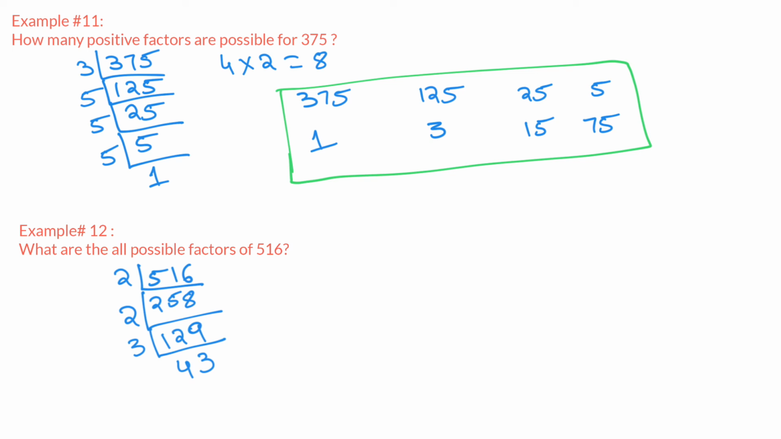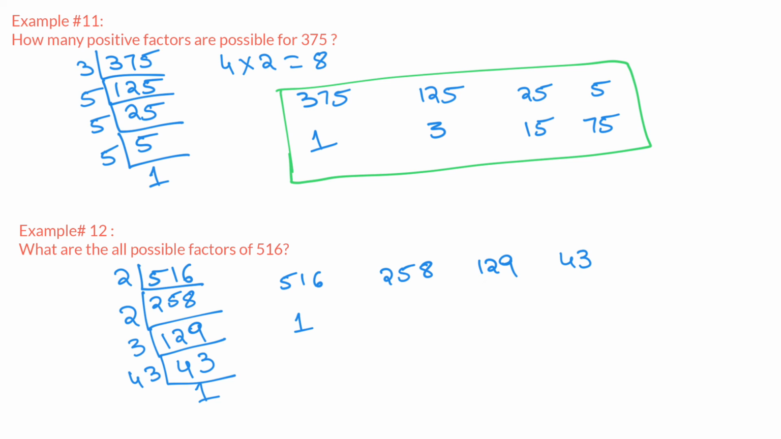Right, let us stop here. This 43 is a prime number. Right? So, on dividing 43 by itself, it is giving a 1. Now, in order to obtain the factors, just like in our previous example, you take 516, 258, 129, and 43. Now there is one more factor, 1. These 5 are the possible factors.